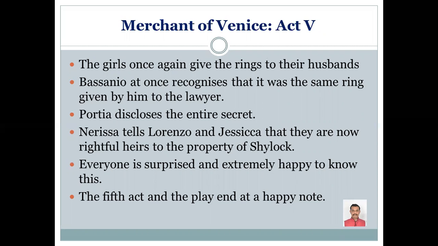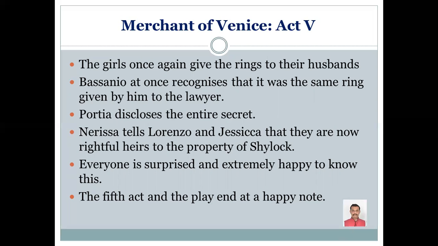And Portia, without thinking much, discloses the entire secret. She tells everything: how she appeared in the court of Venice, how she acted there as a young lawyer, how Nerissa was there to assist her as her assistant, and how both of them have saved the life of Antonio from the clutches of Shylock. Nerissa further gives good news, happy news, to Lorenzo and Jessica, and says that they are now the rightful heirs to the property of Shylock. Everything that happened in the court is once again explained by Portia.